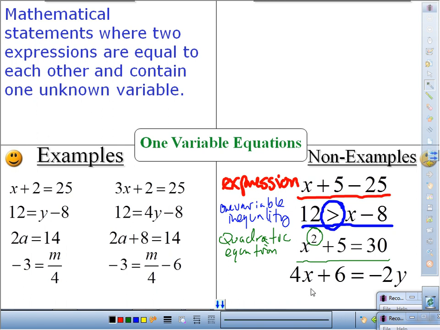And the last one. Look at this one. Let's see, Brody. Why is this one not a one variable equation? Look at all these, and look at this one. Help them out, you know?